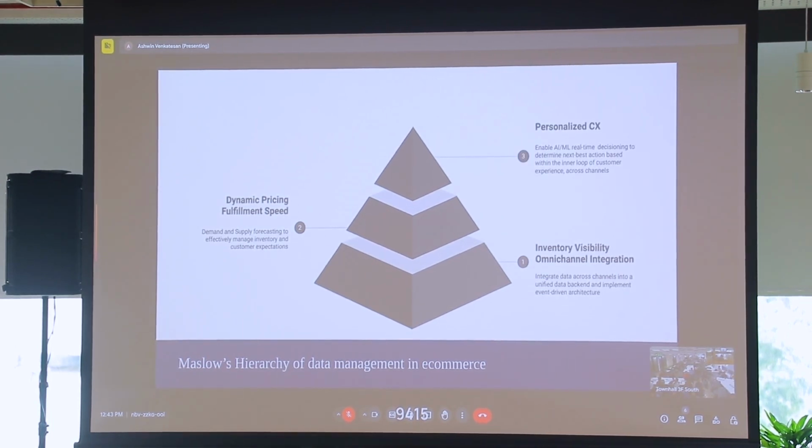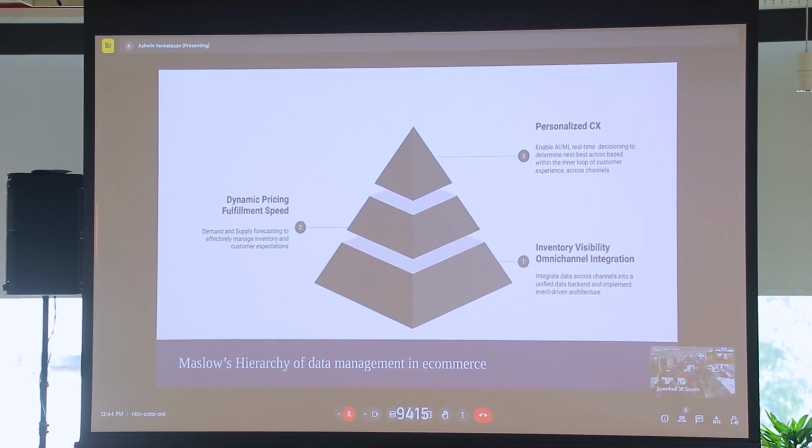So, the ultimate point of what we want to do here is, once we have the data and the models out there, finally, to maximize your CLV. The important thing is to have a very personalized customer experience.